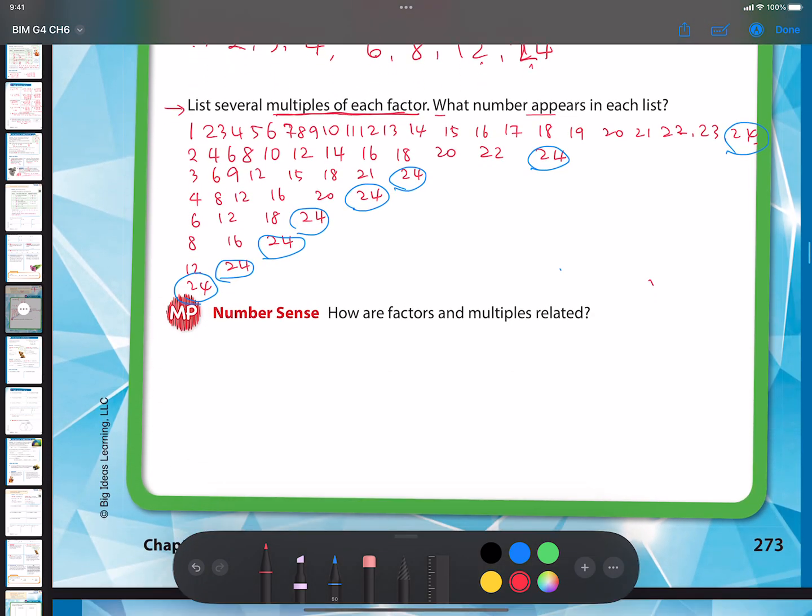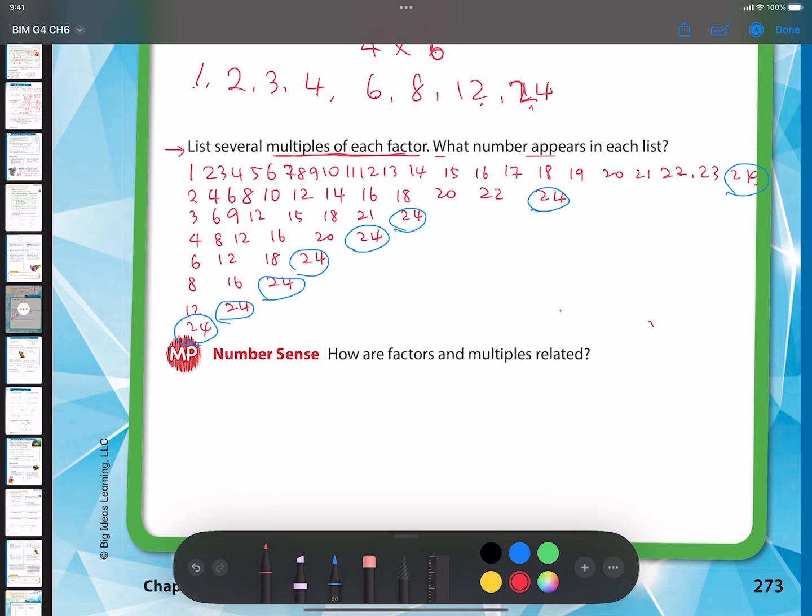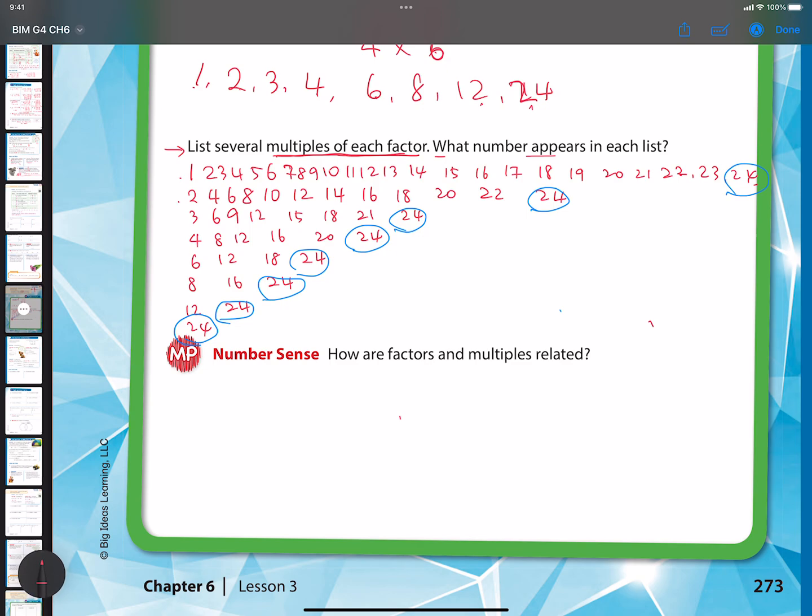Number sense, guys. How are factors and multiples related? So factors are what? Factors are 1, 2, 3, 4, 6, 8, 12, 24. They are factors. And multiples of are what? Multiples are 1, 2, 3, 4, 5, 6, 7, 8. Okay, multiples of 1, multiples of 2, multiples of 3, multiples of 4, multiples of 6, multiples of 8, and multiples of 12 and 24. How are they related?